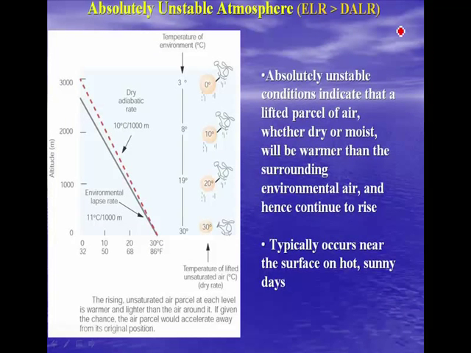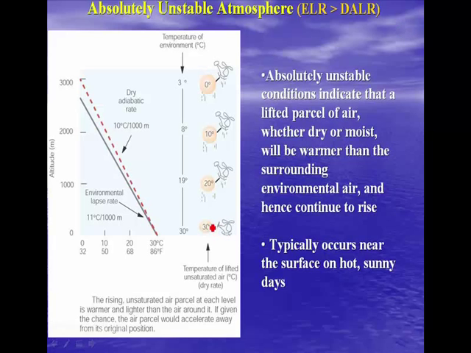Now let's look at a case of an absolutely unstable atmosphere. An absolutely unstable atmosphere is one where there can be a lot of cloud buildup, a lot of convection, thunderstorms, things like this. And basically an absolutely unstable condition means that if we were to lift a parcel of air up into the atmosphere, whether it's dry or moist, it will be warmer than the surrounding air. And so therefore it will continue to rise.